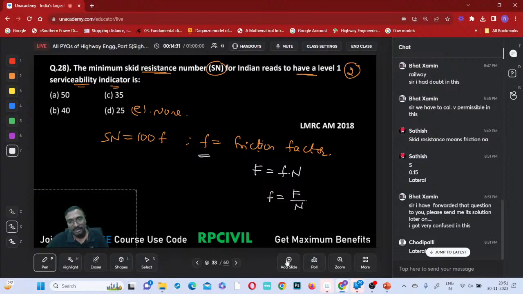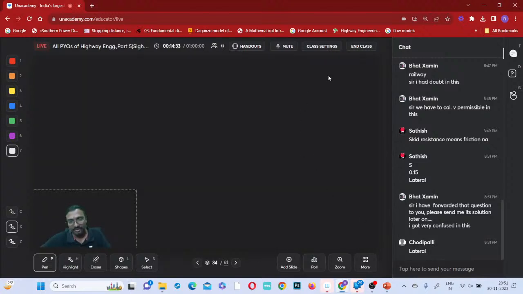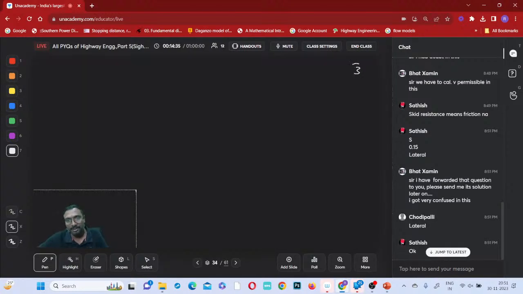So if you just observe these skid resistance values, what are these skid resistance values? I am writing here. If you observe the skid number, a skid number lesser than 30 is not acceptable.